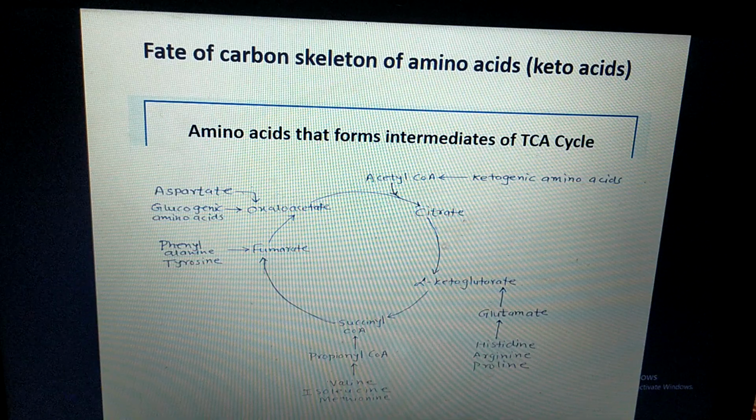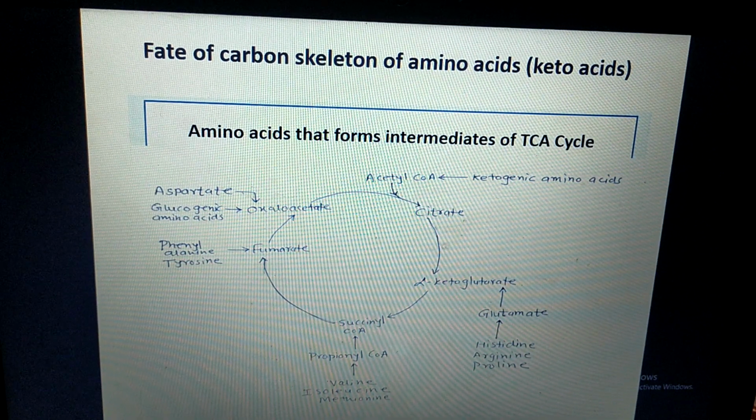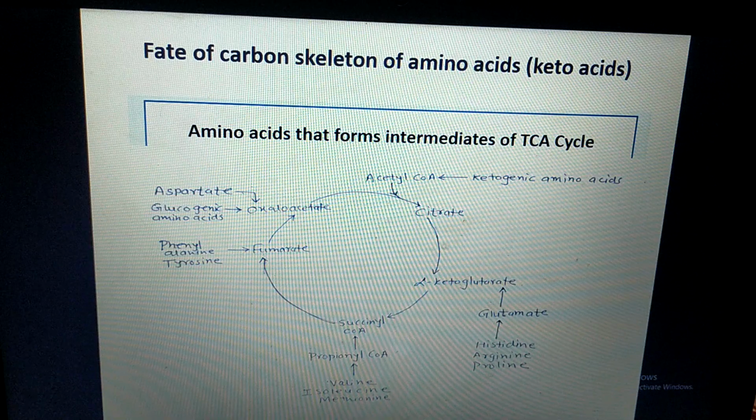Similarly, some amino acids like valine, isoleucine and methionine form propionyl CoA, and this propionyl CoA forms succinyl CoA later on, and this succinyl CoA joins the TCA cycle. Other amino acids like phenylalanine and tyrosine form fumarate on deamination and join the TCA cycle. Aspartic acid on transamination or on deamination forms oxaloacetate, and this oxaloacetate joins the TCA cycle.